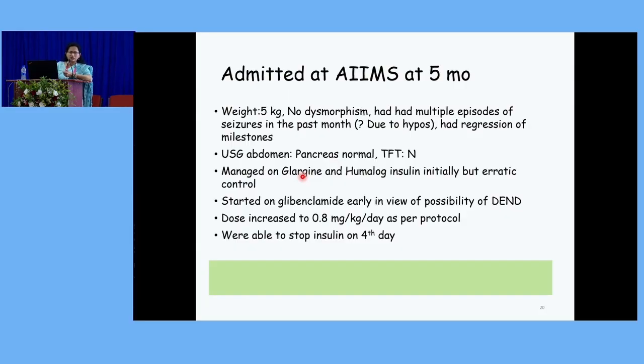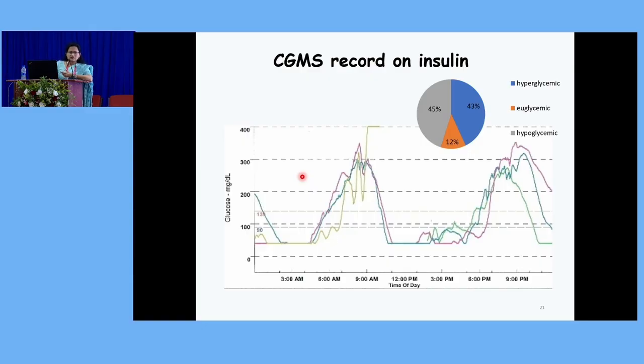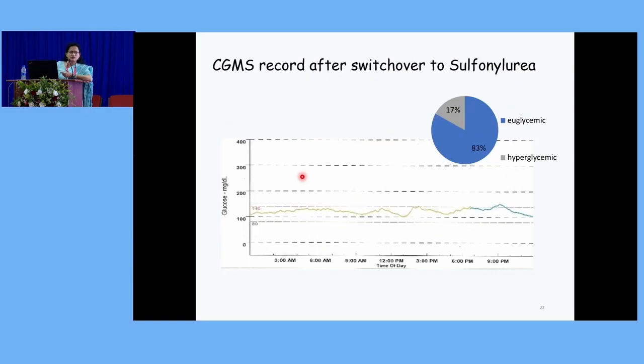How do you start? You start with 0.1 mg per kg BD, and then you increase gradually up to 0.5 mg per kg BD, and simultaneously you bring down your insulin doses. So we were able to stop insulin in this baby on the 4th day, and actually now it's been about 4 weeks. She has started improving in her developmental milestones as well, and we did find a heterozygous KCNJ11 mutation. Parents were normal.